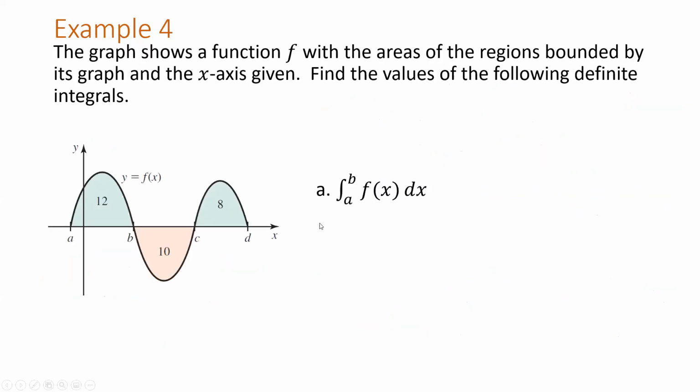Let's look at something a little bit more conceptual here. Here the graph shows a function f with the areas of the regions bounded by its graph and the x-axis given. Let's just break this region down. Suppose I want to find the integral from a to b. So that's from A to B here, right? They tell us here that that region is 12. And since it lies above the x-axis, it's just positive 12.